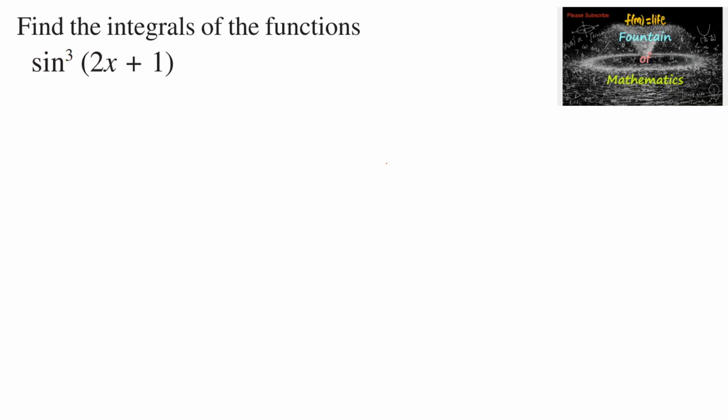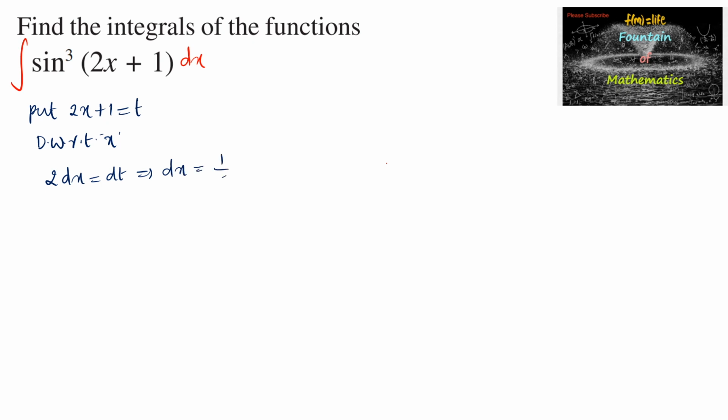Find the integral of the function sine power 3 of 2x plus 1 dx. So let us substitute or put 2x plus 1 is equal to t. On differentiating with respect to x, we have 2 dx is equal to dt, or dx is equal to 1 upon 2 times dt. So here we can write the integral of sine power 3 of t, with dx as 1 by 2 dt, that is 1 by 2 times the integral of sine power 3 t dt.